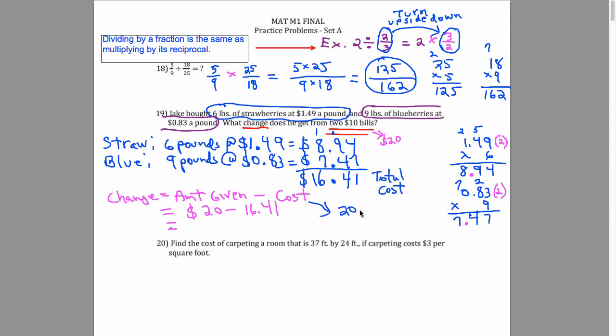$20, and we need the dollars and cents here because the $16.41 has cents, and we'll subtract, and we'll have a lot of borrowing to do. So we cannot take 0, take away 1. We have to go all the way out to the 2 here. So here we go. 2 becomes 1, then a little 1 here.